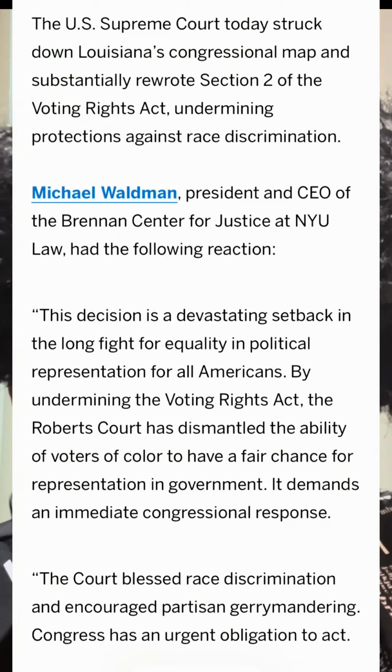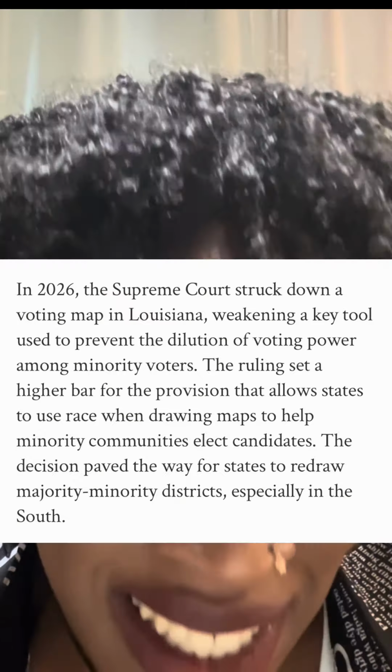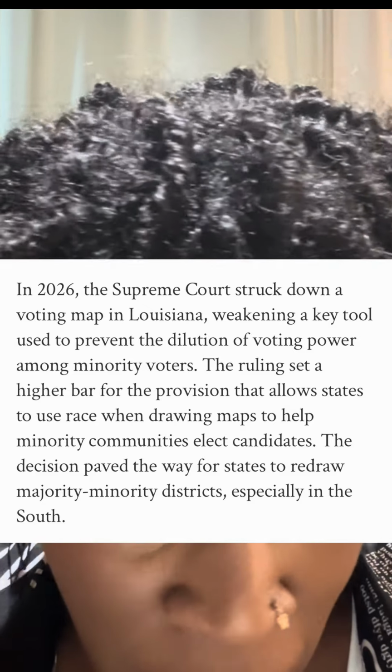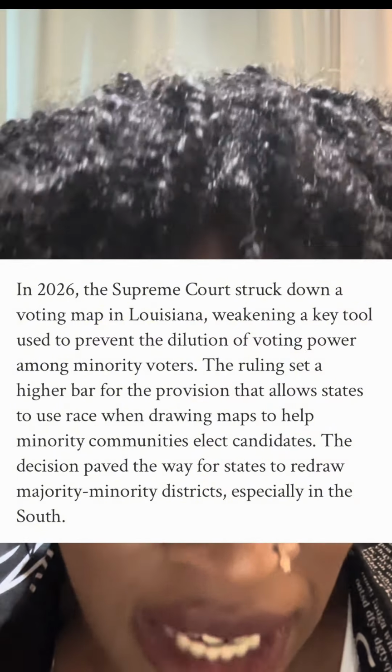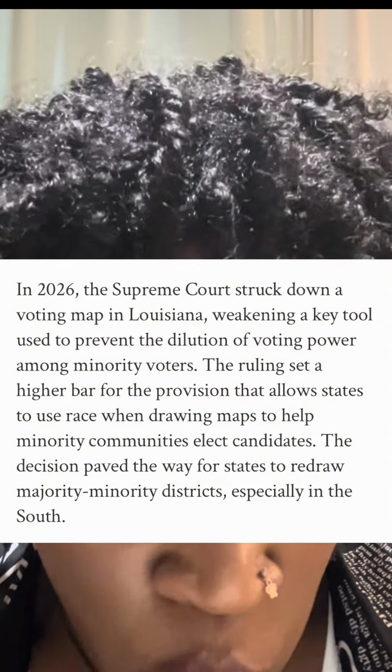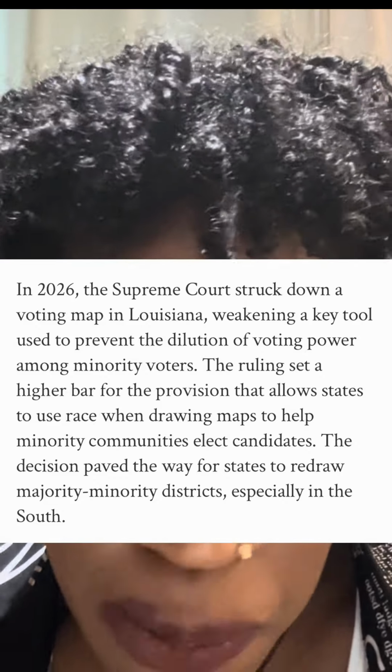However, in 2026, just last week, in Louisiana versus Callais, the Supreme Court voted in the state's favor. The Supreme Court struck down Louisiana's congressional redistricting map and rewrote Section 2, which was the main section needed to prevent the dilution of voting power among minority voters. This raised the bar for voters to sue states over redistricting, and paved the way for states to redraw majority-minority districts, especially in the South.